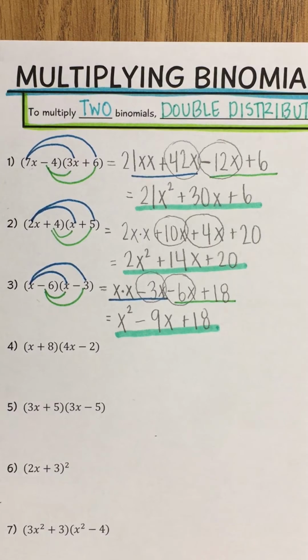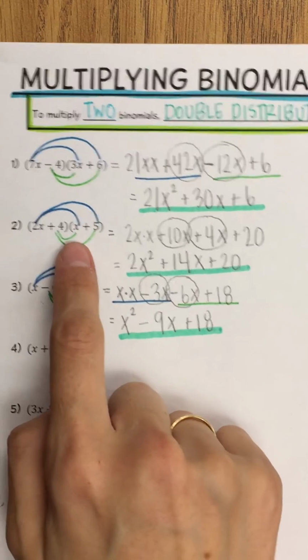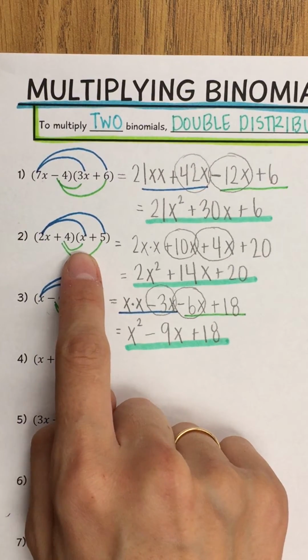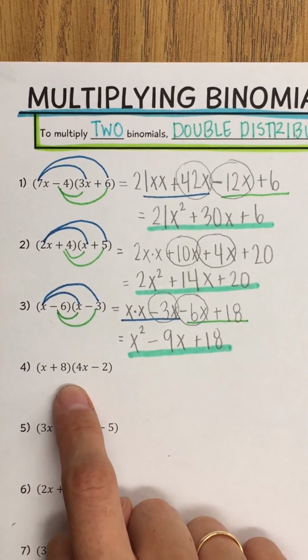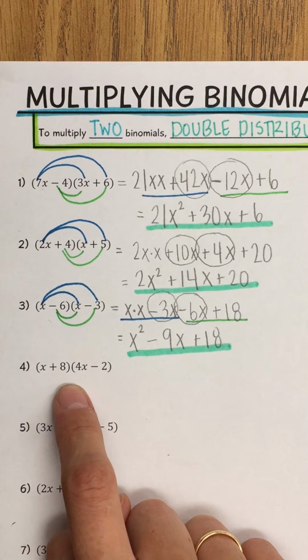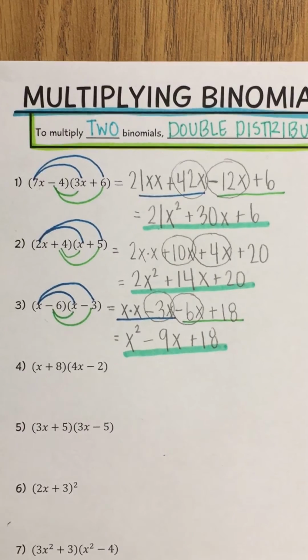Okay, I'm going to have you guys at this point pause the video, and I want you to try number 4 without me. If you need a little bit of guidance, hop back up to number 2. Number 2 is a good example of this one, but if not, let's have you just pause, really multiply out and combine like terms on number 4, and then we'll check in.